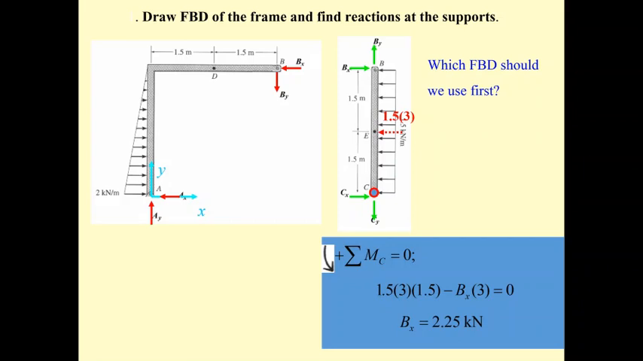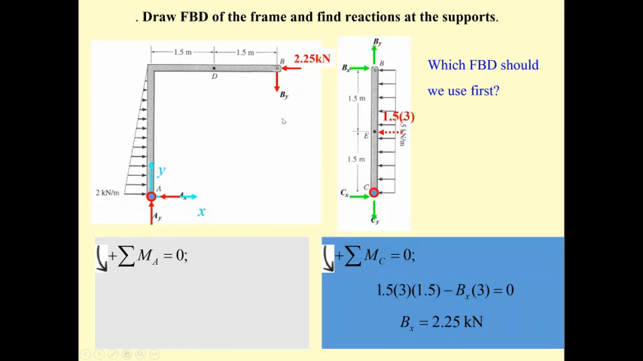When B sub x is 2.25, put this force into the red arrow here. We got this 2.25. So the free body diagram of member ADB is going to have only 3 unknowns. We take the moment at A again. So we take one here. We will find the B sub y.